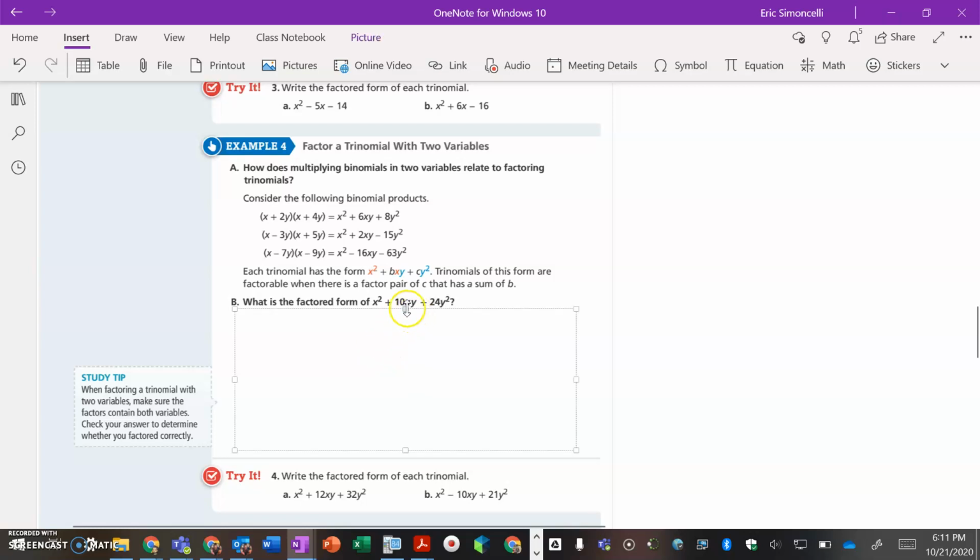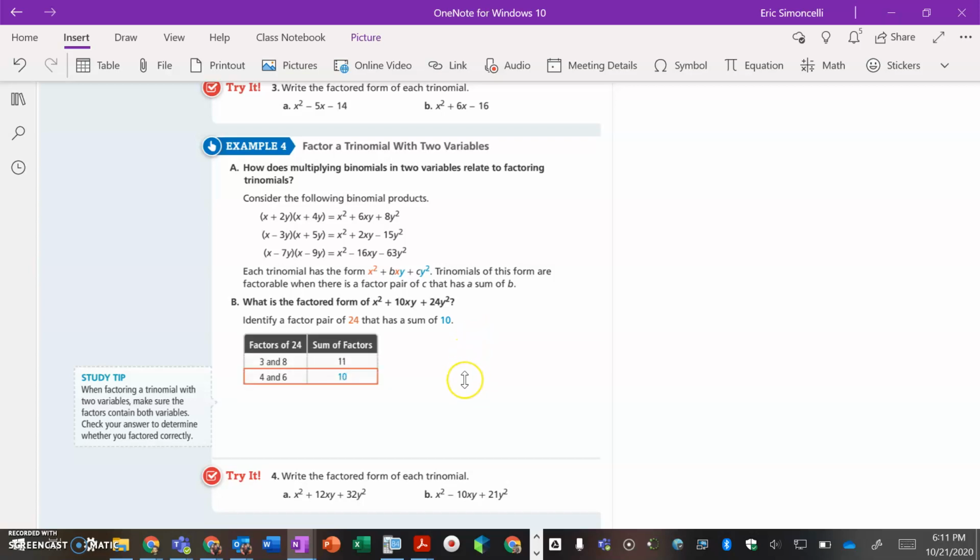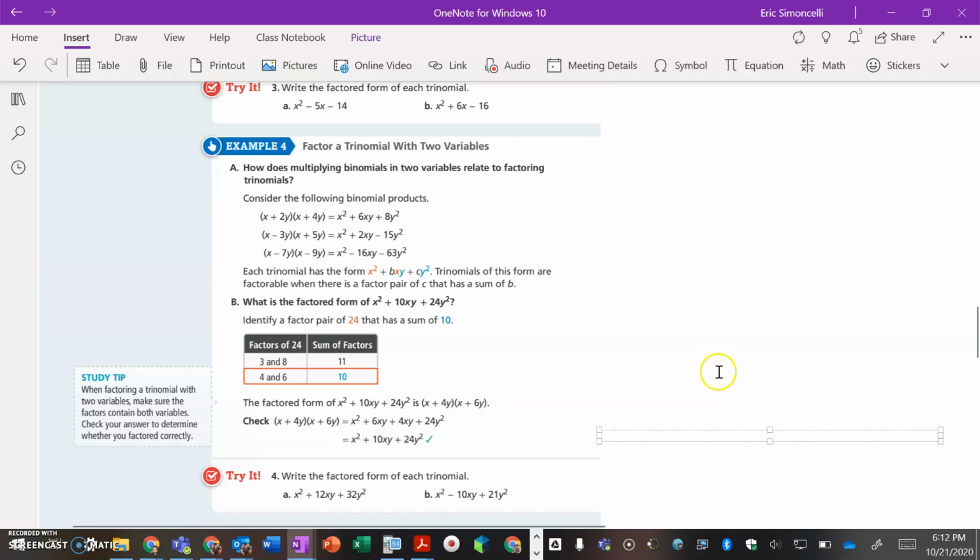What is the factored form of x squared plus 10xy plus 24y squared? A little bit more complicated, but the idea is the same. Identify a factor pair of 24 that has a sum of 10. So two numbers that multiply to 24 and add to 10. We've got 3 and 8, which don't work because they multiply to 24 but add to 11. We want it to add to 10. And you can see, of course, 4 and 6 work. Please go ahead and check this answer. As we progress here, the factored form ends up looking just like that.